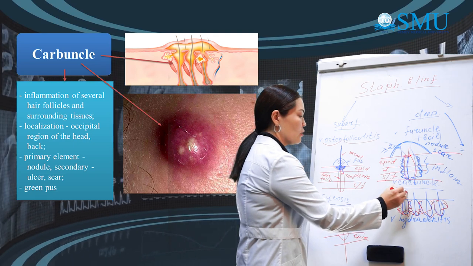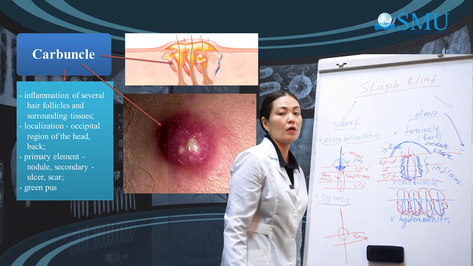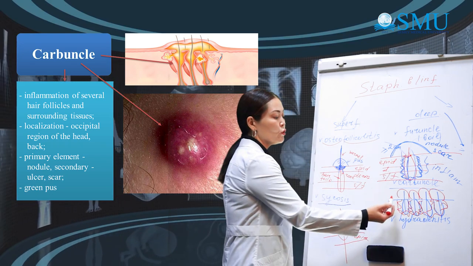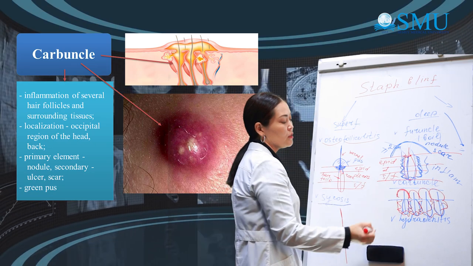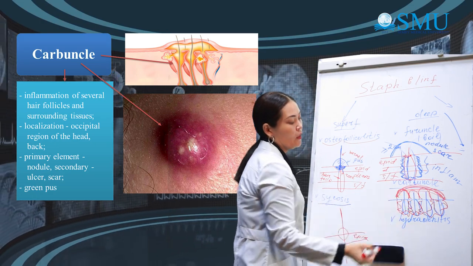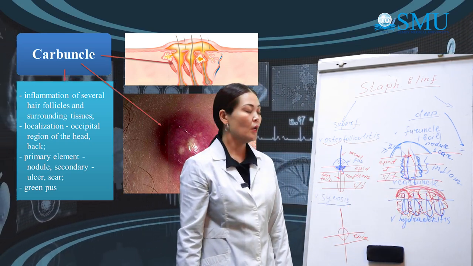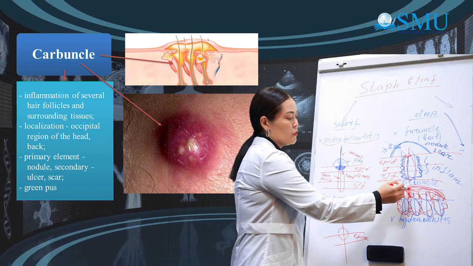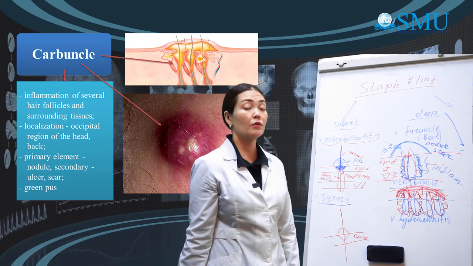In this situation, this place has a nodule, this place has a nodule, this place has a nodule, this place has a nodule. But because the hair follicles are located very close to each other, the nodules also merge. And in this situation, you will not see a clean nodule; you will see one big inflammatory infiltrate with pus. So when this carbuncle ripens, each of these nodules will discharge pus. Sometimes pus can have a yellow or even green color.